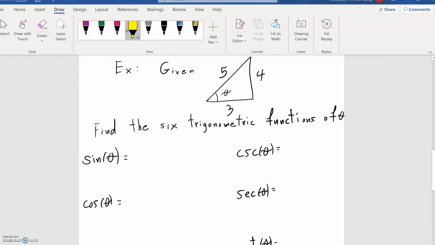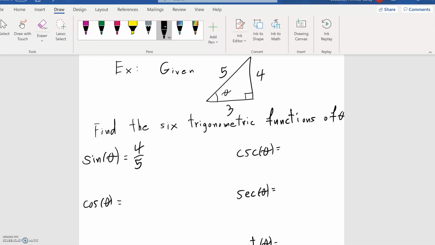So here's a quick example problem. Let's suppose you've got a right triangle here. Let me draw the 90. The sides are listed, and you were asked to find the 6 trigonometric functions of theta. Okay, so how do I do this? Sine of theta is the opposite over the hypotenuse. Your opposite is 4, your hypotenuse is 5. So sine of theta is 4/5.